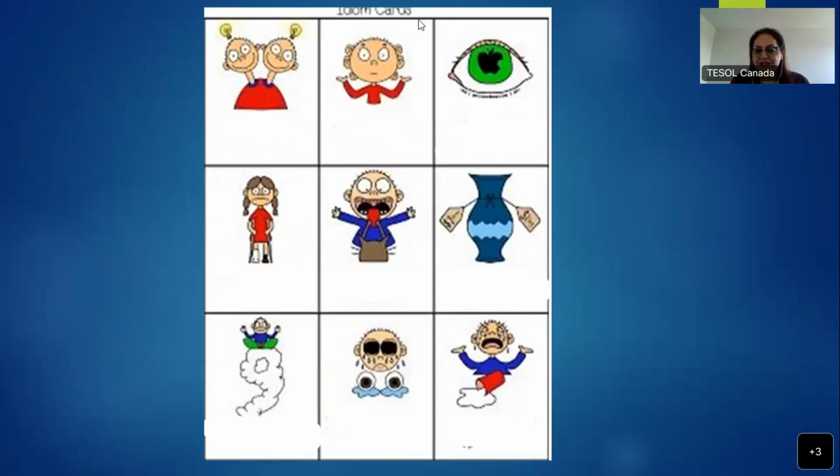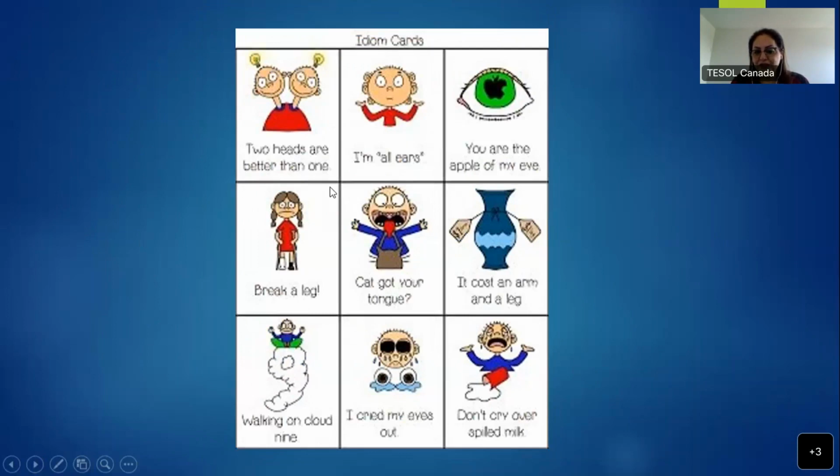So first, I want you to look at the pictures and guess the idioms. Can you guess it? Very good guesses. Excellent. So, two heads are better than one. I'm all ears. You're the apple of my eye. Break a leg. Cat got your tongue. It costs an arm and a leg, too expensive. Walking on cloud nine, so happy. I cried my eyes out, when you cry so hard. And don't cry over spilled milk. Bravo.